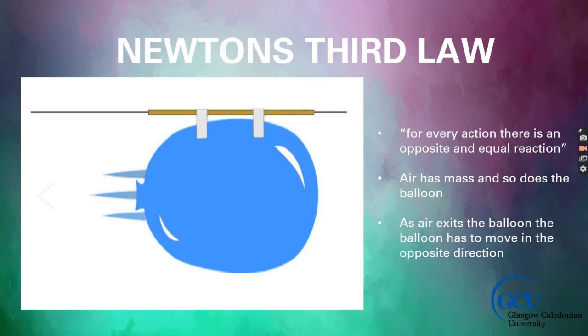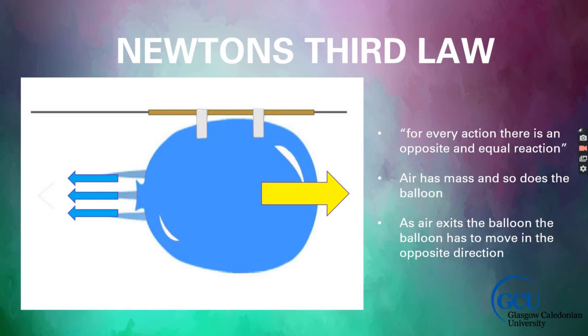The last experiment was used to demonstrate Newton's third law of motion. There are three of Newton's laws, but the one that we're most interested in is the third law, which tells us for every action there's an equal and opposite reaction. So what this means for the experiment is that air has mass and is being released from the balloon in one direction. Then the balloon, which also has mass, will move in the opposite direction with an equal force.